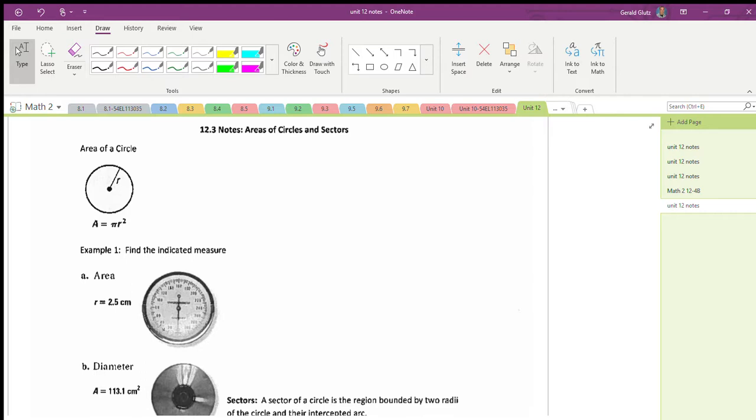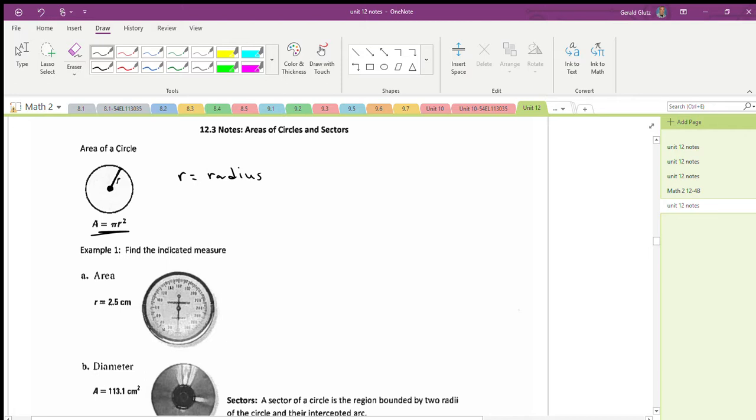You have found the area of circles before in the past, so hopefully you remember how to do that. Here's the formula for it: A equals pi r squared. Remember, r just means radius. Radius is the distance from the middle of the circle out to the edge.